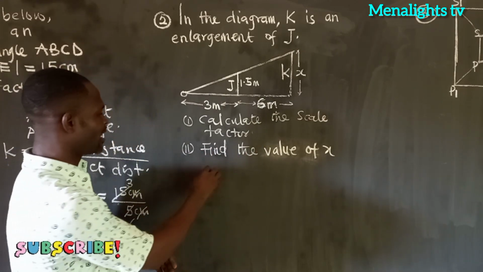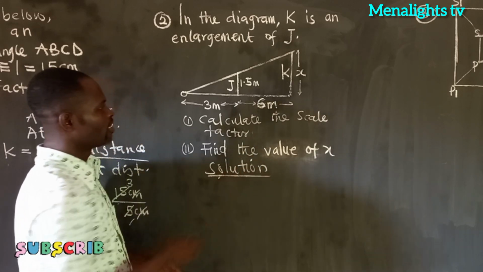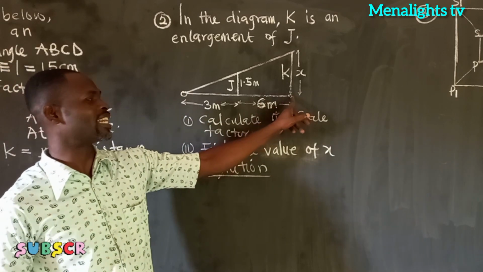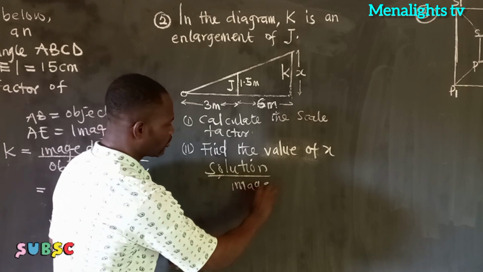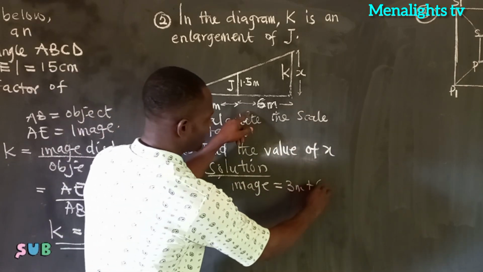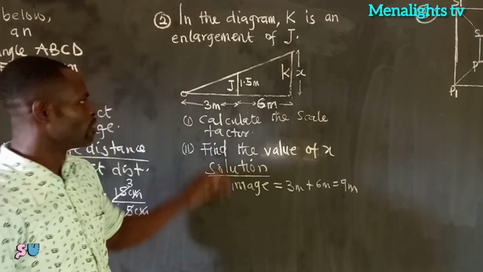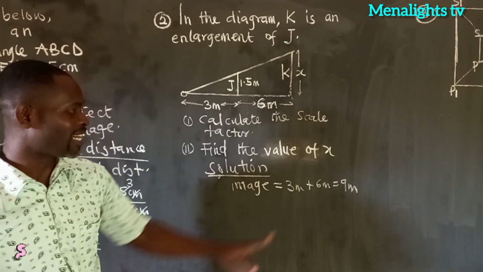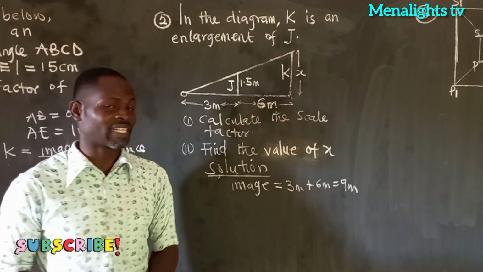So when you look at it from here, the image distance here is from here to the end here. That is the image distance. So you can say that the image distance is the 3 meters plus 6 meters. That will give us 9 meters. So from here all through to this place, that's the image distance, and that is 6 plus 3, which gives us 9 meters.